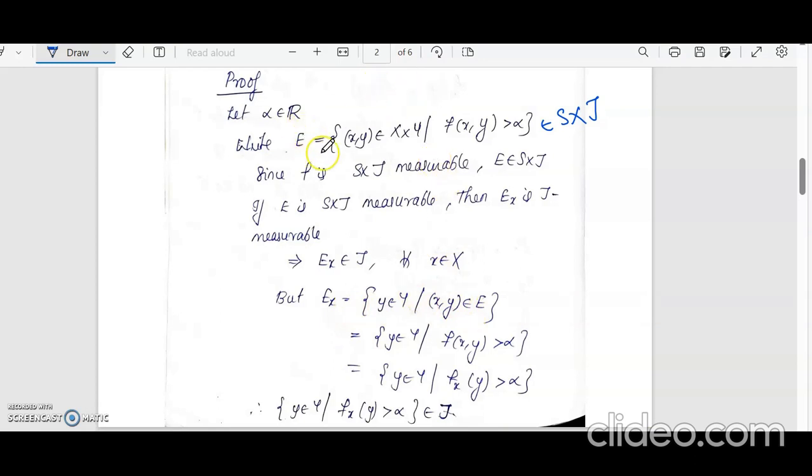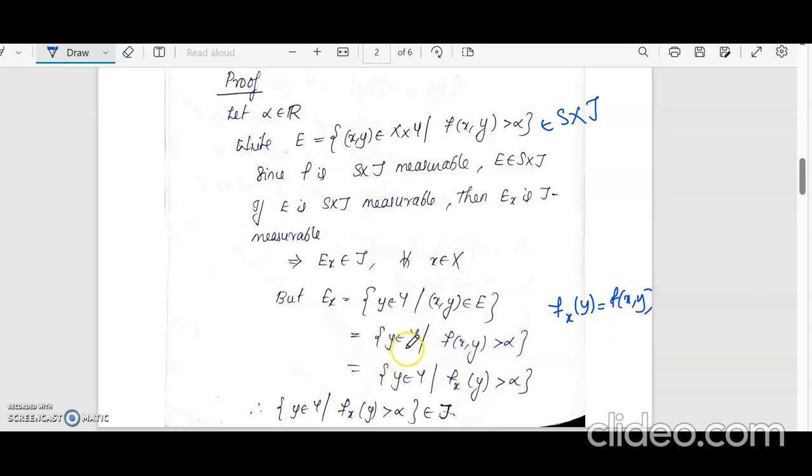Now if xy belongs to E, that means we will have f of xy greater than alpha. So this will be equal to the set of all y belongs to Y such that xy belongs to E, meaning f of xy is greater than alpha. Now if you have a fixed x and y belongs to Y, then by the definition of the x section, fx of y will be equal to f of xy.